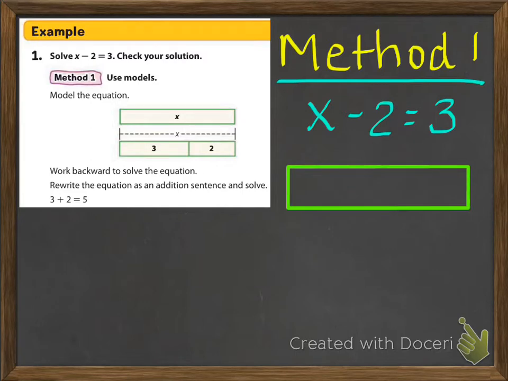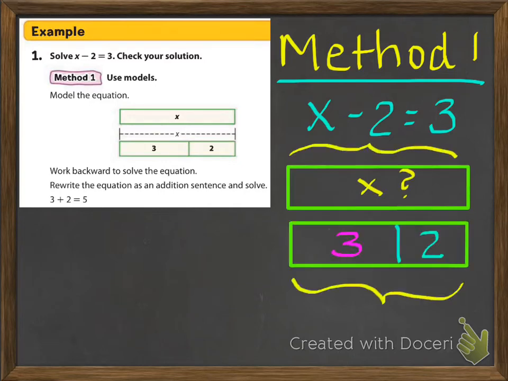As you can tell, and I do want you to draw this again, you can see that you have one bar and that's labeled x. That's the entire bar, okay? Then you have another bar that's separated into 3 and 2. That's also labeled x because that's the whole bar. Now, if you work backwards to solve the equation, then you're going to rewrite the equation as an addition sentence and solve 3 plus 2 equals 5.